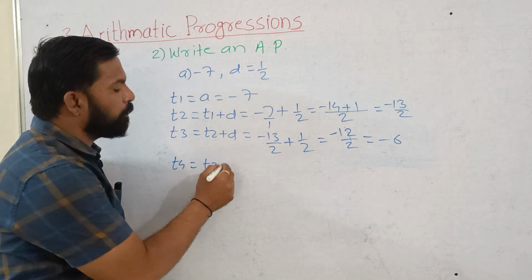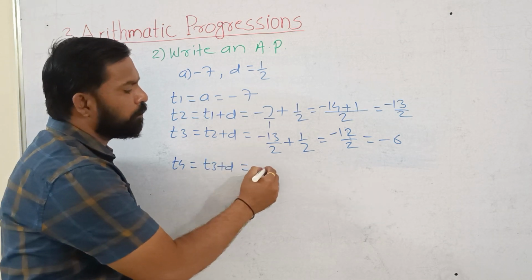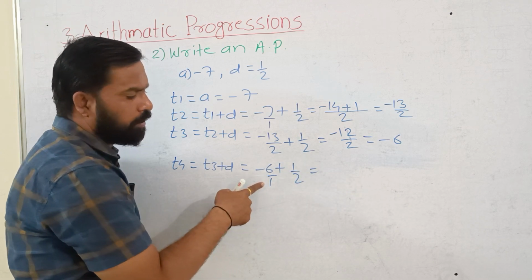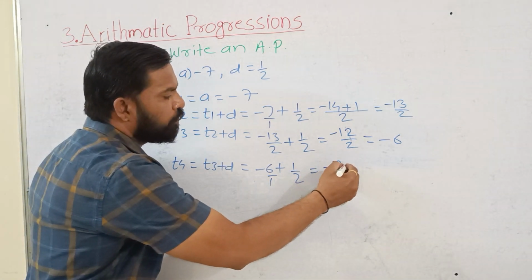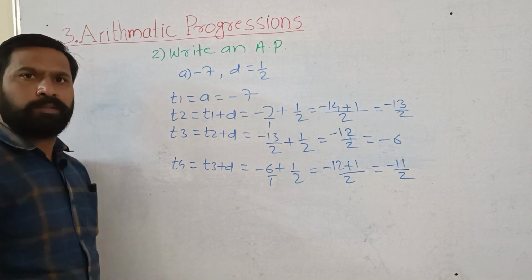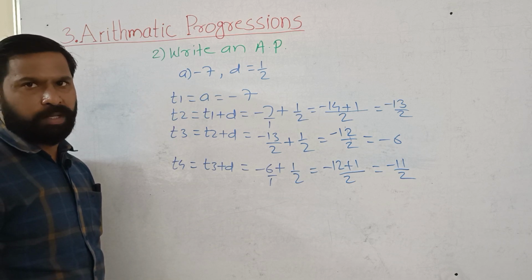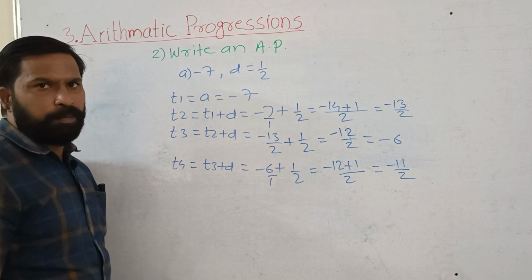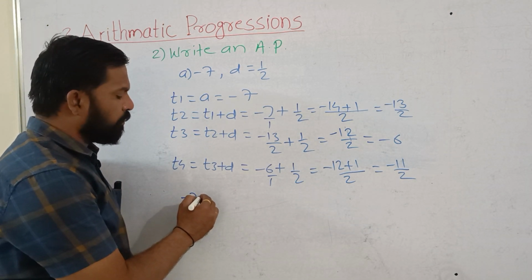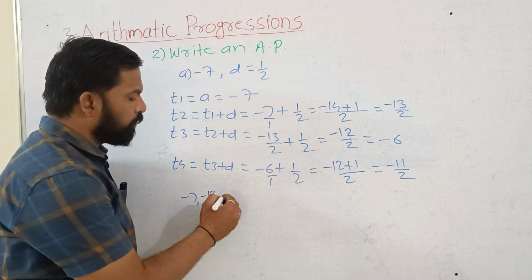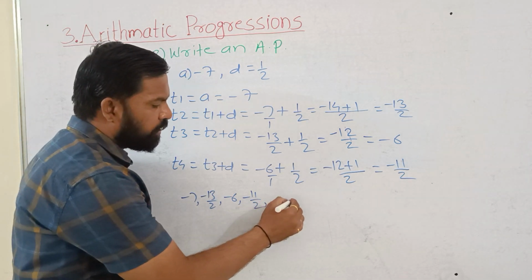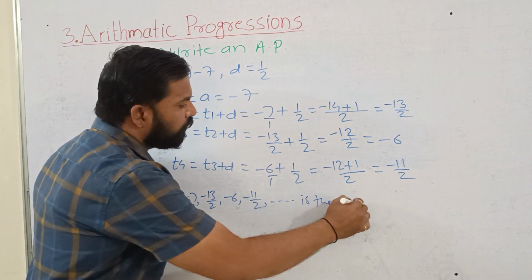T4 is equal to T3 plus D. What is T3 we found? Minus 6 plus half, which is equal to, now it will increase by 2 times. Minus 12 plus 1 by 2, minus 11 by 2. Over. Okay. What is the arithmetic progression forming here? First term is minus 7, second term is minus 13 by 2, third term is minus 6 and fourth term is minus 11 by 2.